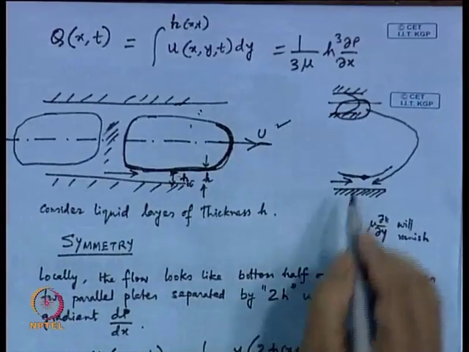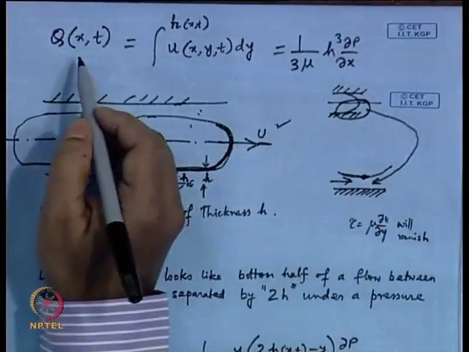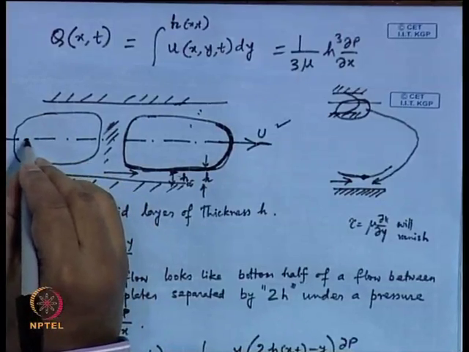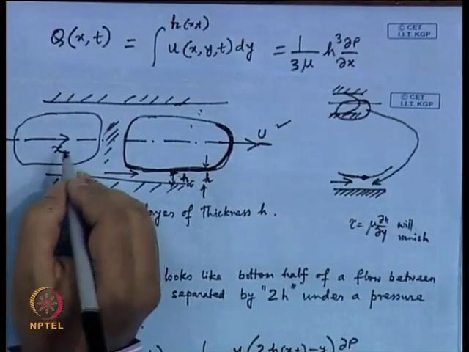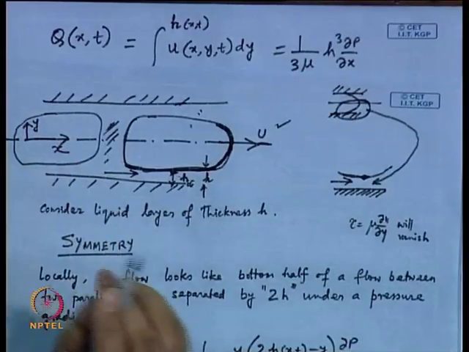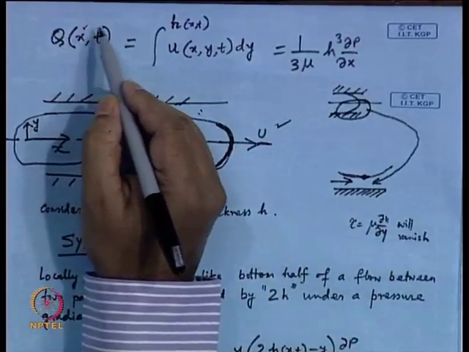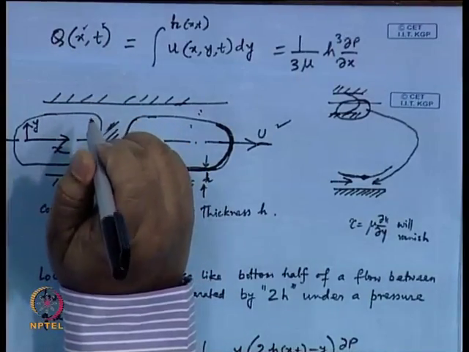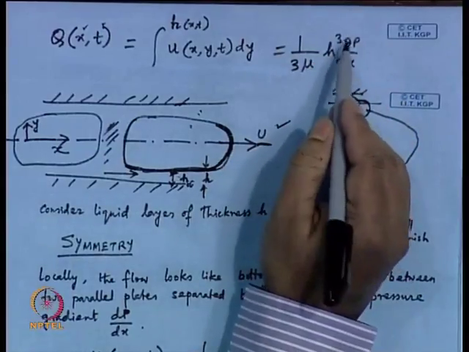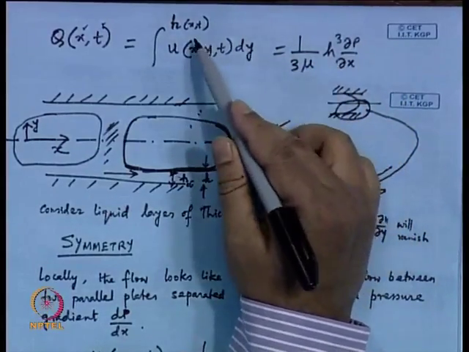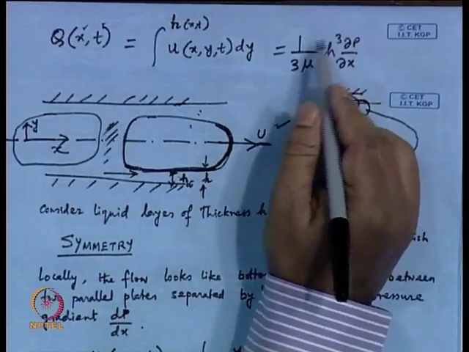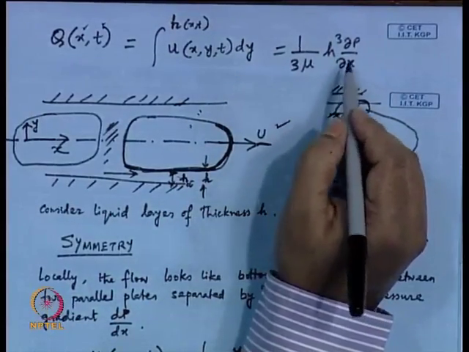Now, if somebody knows what h is at a particular x, see here, q(x, t), so q is a function of x and t. What is x? x is the distance in this direction, x is this position, and y is here. So, if you know the x position and the time, you can find out the flux per unit depth or per unit width, and that is equal to 1 by 3 mu h cube del p del x. And what is h? h is a function of x and t, mind it, I did not write it here. So, h varies with position and with time, and then on top of this you have del p del x. So, this is an expression for q.